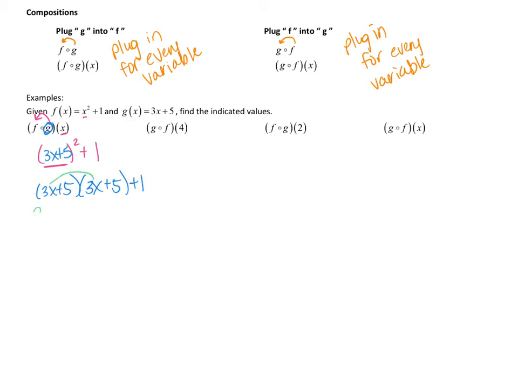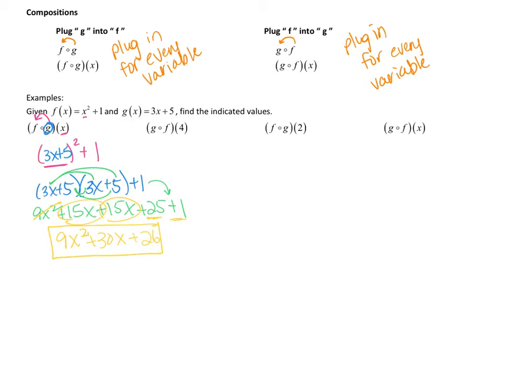So I'm going to say 3x times 3x gives me 9x squared. 3x times 5 gives me 15x. 5 times 3x gives me 15x. 5 times 5 gives me 25. And then I had that plus 1 there. Now I'm going to combine any like terms that I have. 9x squared, there's nothing to combine, but I can combine my 15x's, which will give me 30x. And then I can combine my 25 and my 1. So that would be my final answer. So I plugged g into f, and then I did some simplifying, some PEMDAS there. All right? Let's look at the next one.